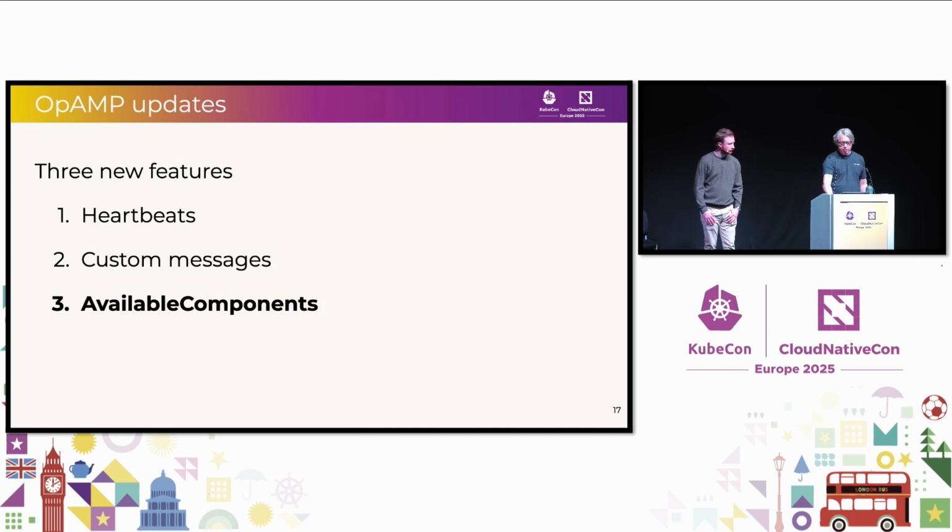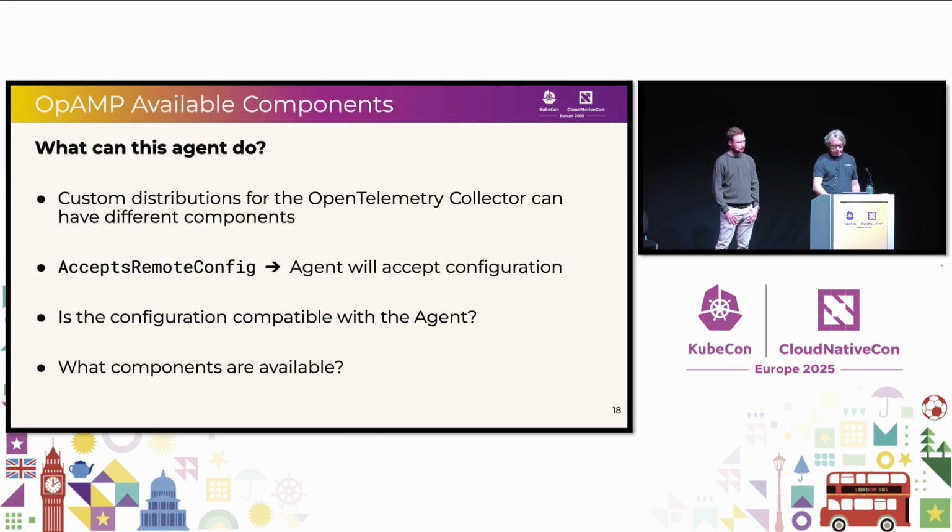Available components is the most recent new feature added to OpAMP. As we'll show you later, the supervisor allows for custom distributions of the OpenTelemetry Collector to be managed using OpAMP. This means that you can now create your own custom collector distributions capable of remote management using OpAMP.